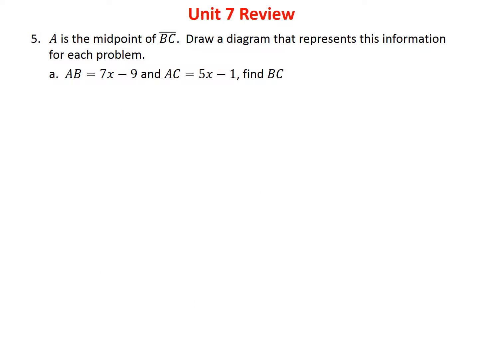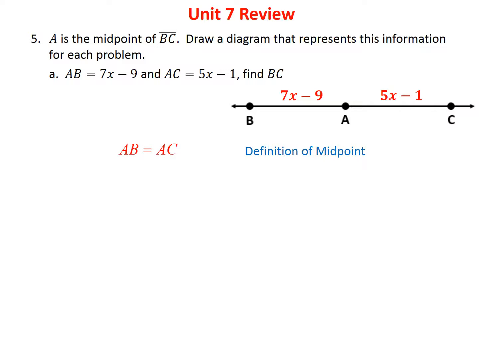Problem 5 is a midpoint problem. It says that A is the midpoint of BC. So let's just draw that. Here's our segment BC, and A is in the middle. That means AB and AC are exactly the same length. So let's mark what we know here. AB is 7x minus 9, and 5x minus 1 is the measure of AC. Because A is the midpoint, those two segments are equal, so by definition AB equals AC. The measure of AB equals the measure of AC.